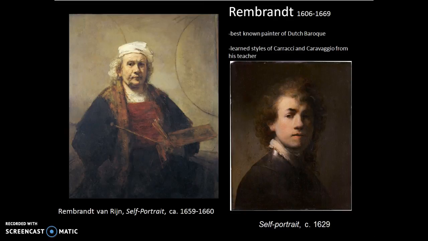Probably the best known painter of the Dutch Baroque style is Rembrandt, who was alive from 1606 to 1669. Now, mostly, the reason he's the most famous is because many of his paintings have survived, and he made a lot of paintings. He was working in Amsterdam in the 17th century. He was one of 9 children born to a miller and his wife. He studied painting with the local artists in Leiden. Later, he studied briefly with Pieter Lastman, who was a principal painter in Amsterdam at the time.